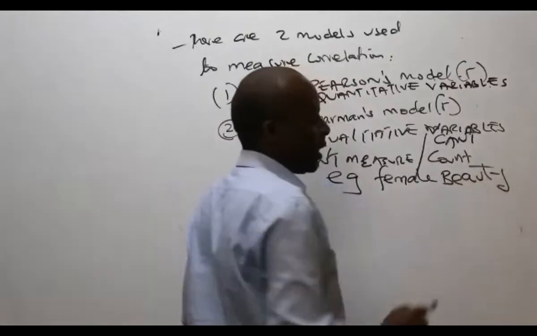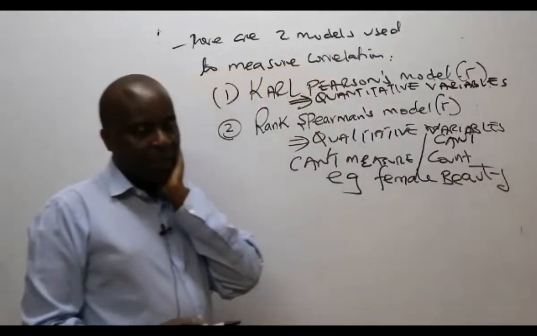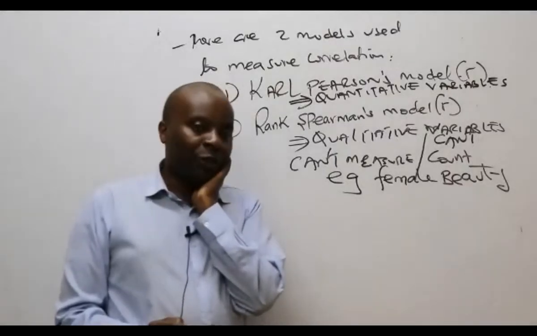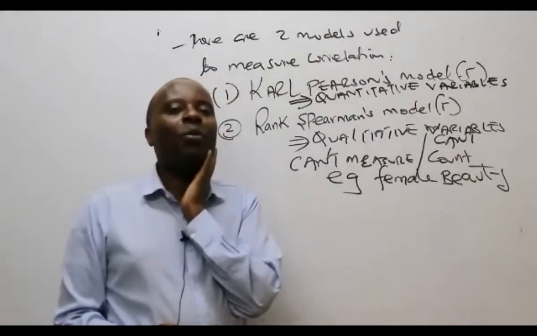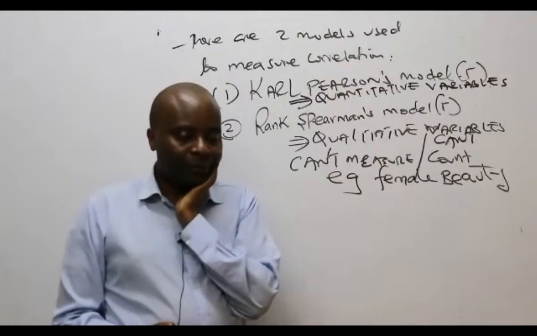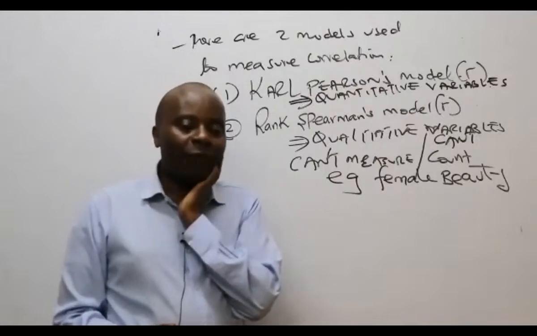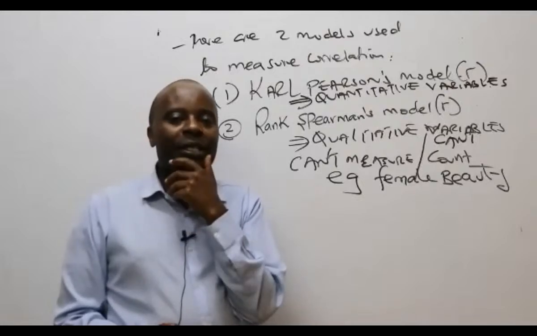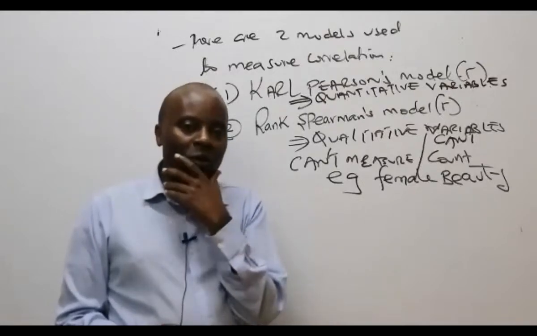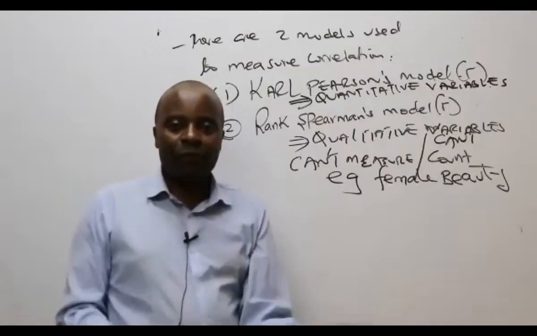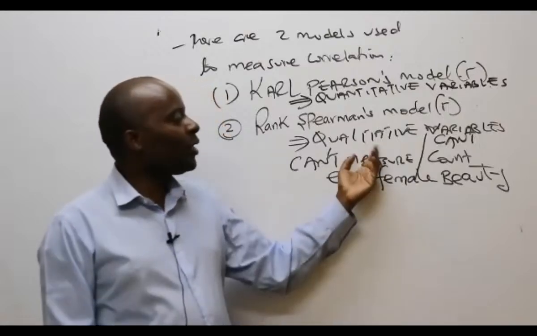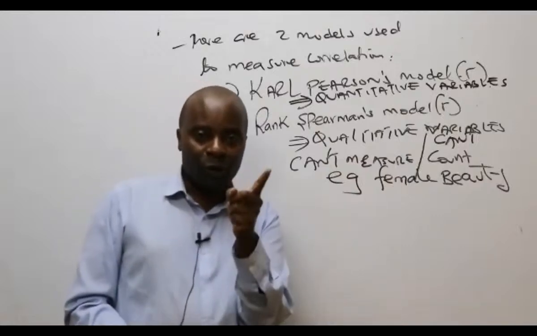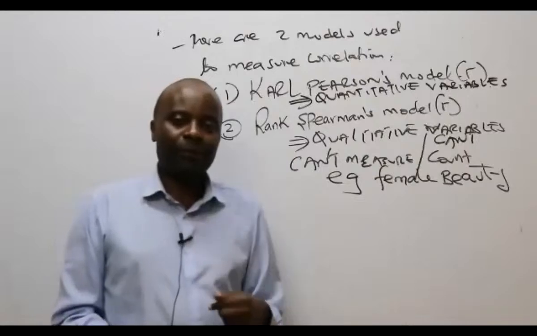A very good example of a qualitative variable, ladies and gentlemen, is female beauty. There is no way you'll be able to measure how beautiful a lady is. Impossible. That's an impossibility. So the gentleman here, Frederick, there is no way you can start telling us that my wife is 90% beautiful. I mean, no. This is a qualitative variable. And all qualitative variables are what here? They are subjective. What you are seeing to be beautiful may not be beautiful to someone else.